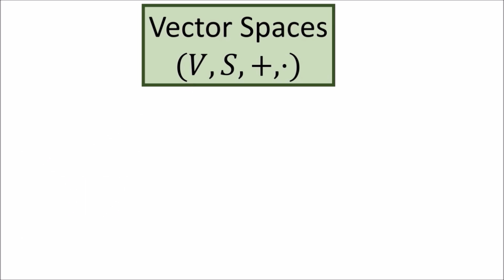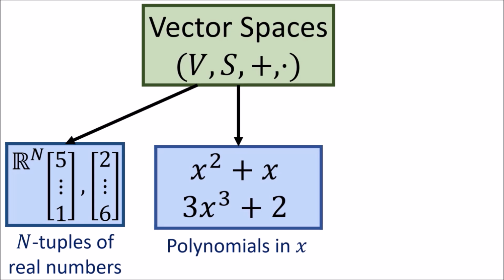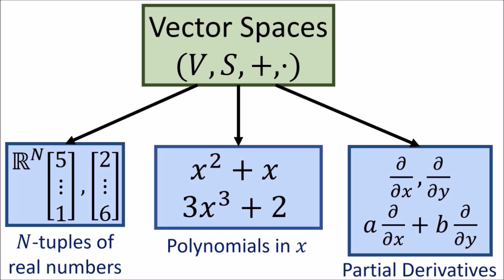But given this new definition of a vector space, we can find other examples of things in mathematics that obey the same vector space laws. For example, the set Rn is a vector space. Also, the set of polynomials in the x variable form a vector space, and the set of partial derivatives of coordinate variables also form a vector space. Right? We can add and scale all of these things in a way that makes sense and get linear combinations.